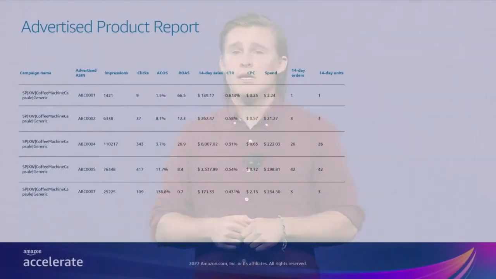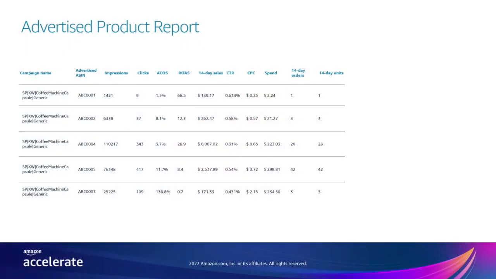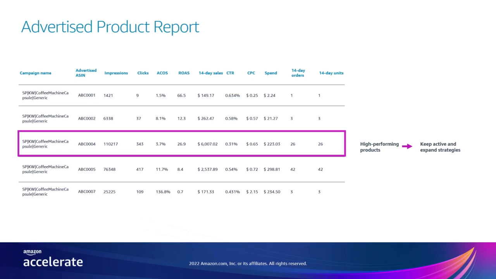Let's start by looking at the actions that GreenPot could take for the high-performing products in the advertised product report. And what high-performing refers to is products with a great click-through rate, low advertising cost of sale, or high ROAS. And we'd recommend keeping them active and boosting them even more in their existing holiday ad campaigns, or creating a new campaign dedicated to top performers.